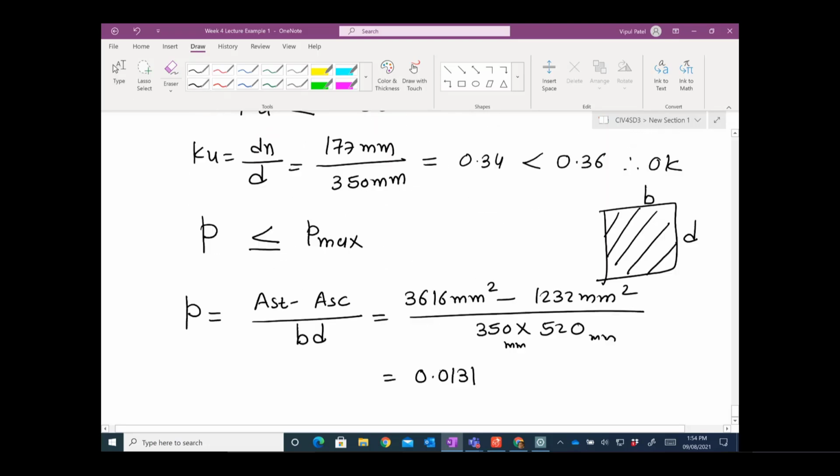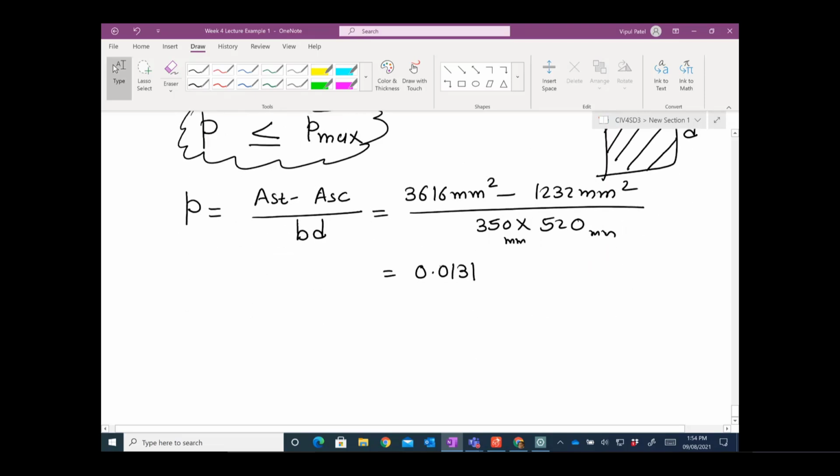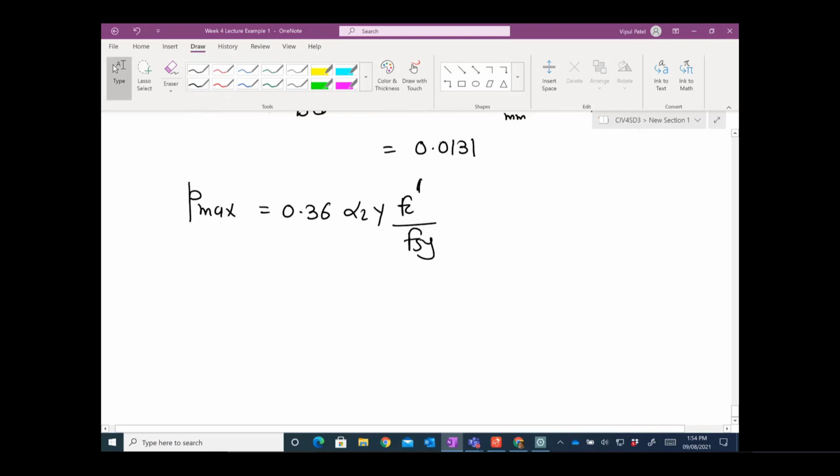Now we need to check for these conditions. Okay, we make sure that we follow this one. We don't provide the reinforcement. Now this equation is not given in the standard, I believe. Let me check if it is given. No, it's not given in the standard. It's based on this Ku value, that alpha 2 gamma fc dash. If you like, you can put it in your cheat sheet, that this equation is not given in the standard.